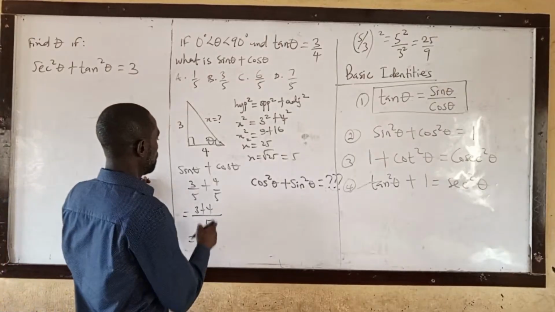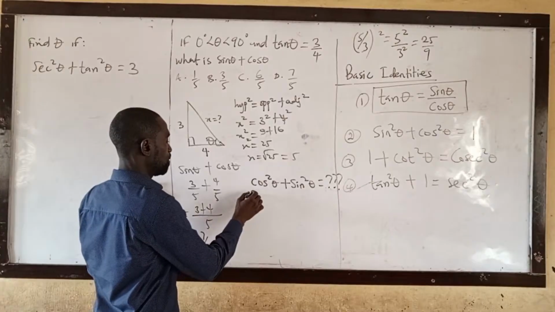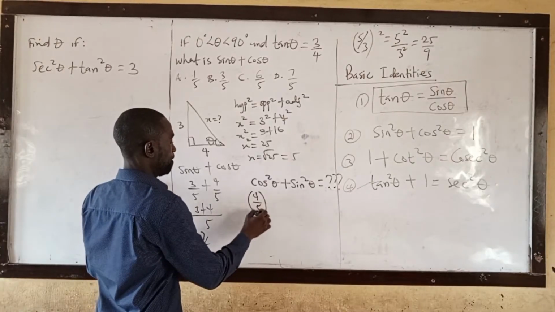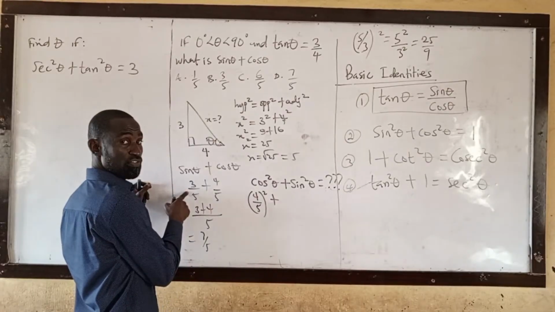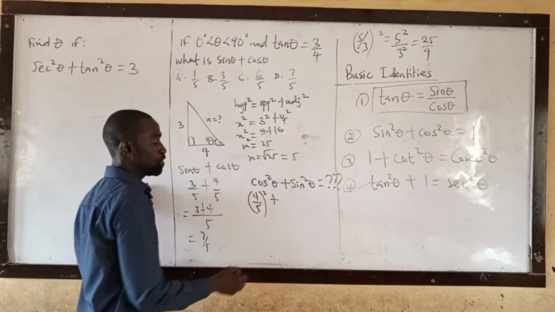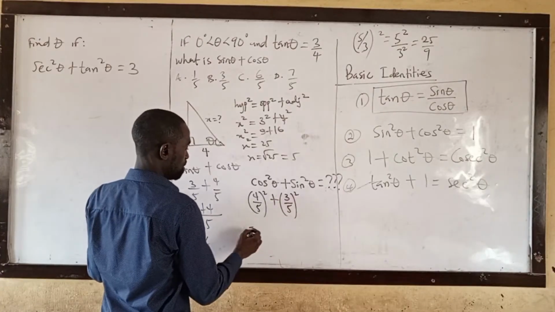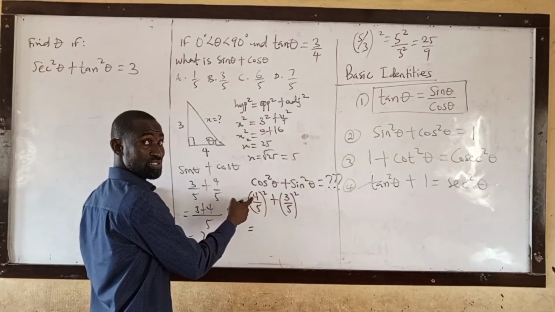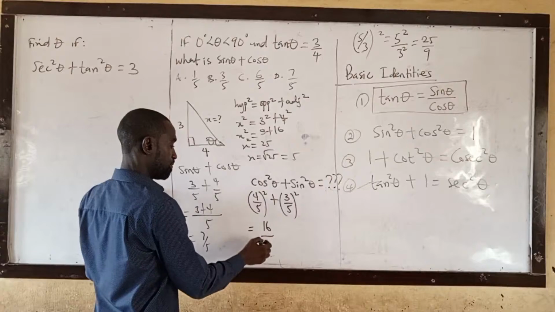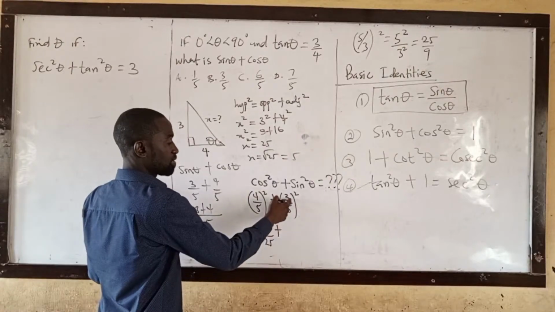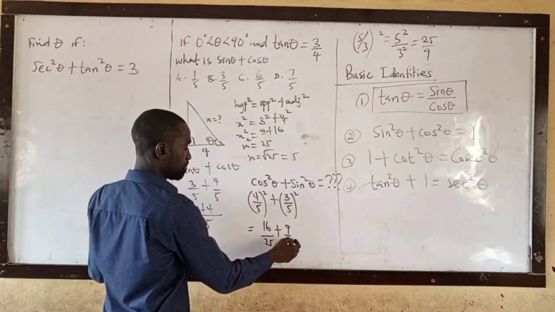Now, what is cos theta? 4 over 5. So cos squared is 4 over 5 all squared. What is sin theta? Sin is 3 over 5. Sin squared is 3 over 5 all squared. 4 squared is 16, 5 squared is 25. 3 squared is 9, 5 squared is 25.